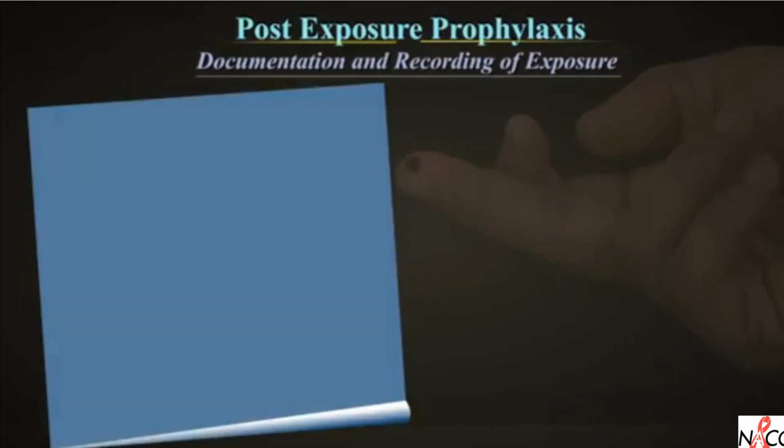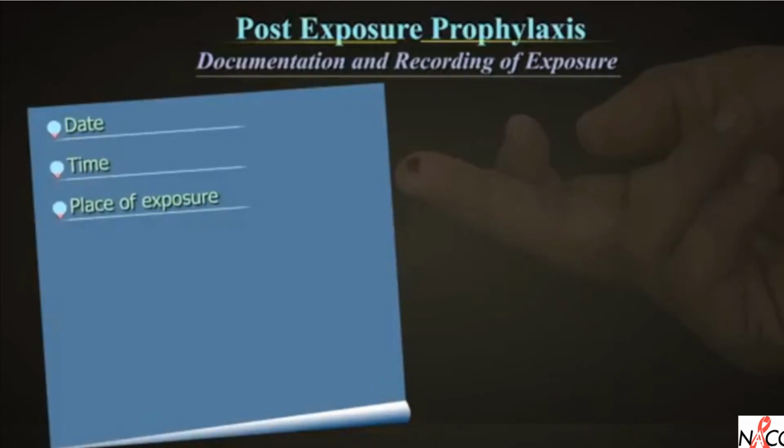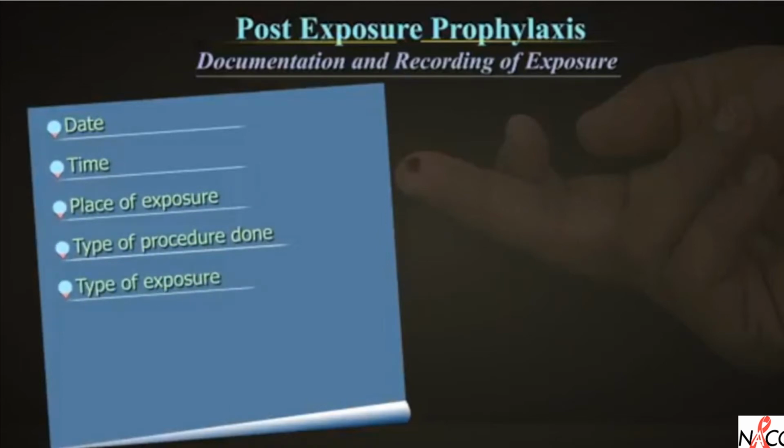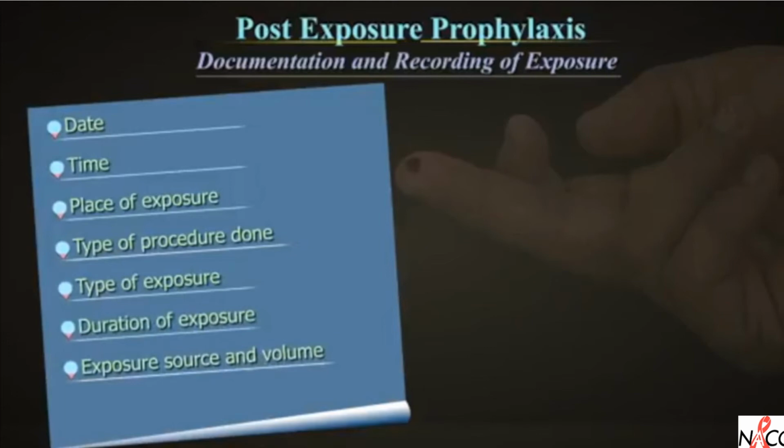Documentation and recording of exposure. The exposure report details should include date, time, and place of exposure, type of procedure done, type of exposure, that is, percutaneous, mucous membrane, etc., duration of exposure, exposure source and volume, and type of specimen involved. All persons at risk must be informed of the importance of immediate exposure reporting to ensure preventive care can be initiated in time to be effective, and to remember that a casual approach leads to casualty.